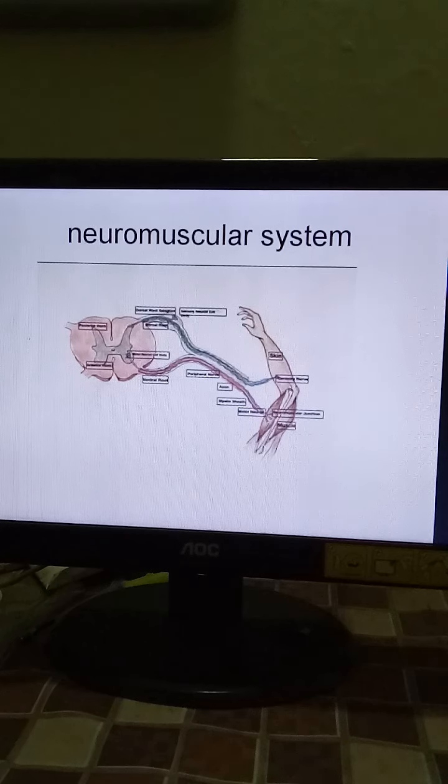Now this is a diagram to show the relationship of nerves and the muscles. Peripheral nerve arise from the roots of spinal cord. Anterior horn cells and posterior horn cells, the fibers from them, the nerve roots from them, they join together to form a mixed spinal nerve. And this mixed spinal nerve has three components: autonomic fibers, sensory fibers, and motor fibers.